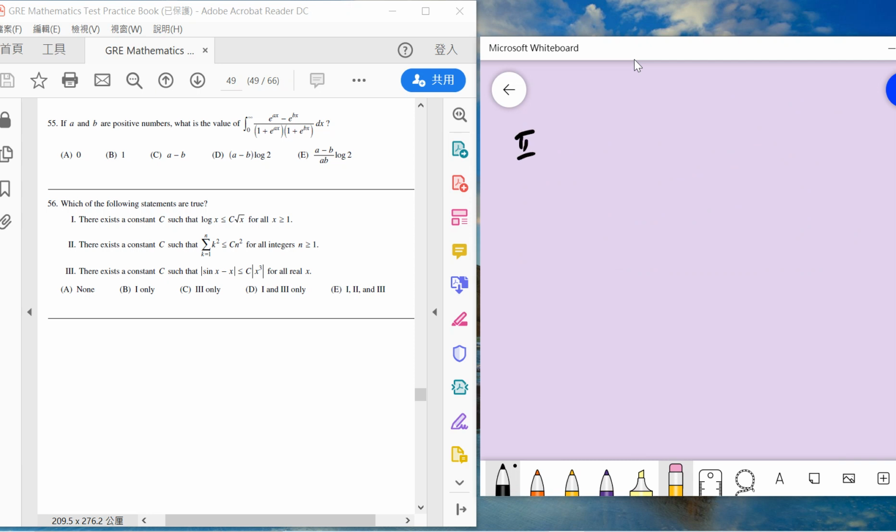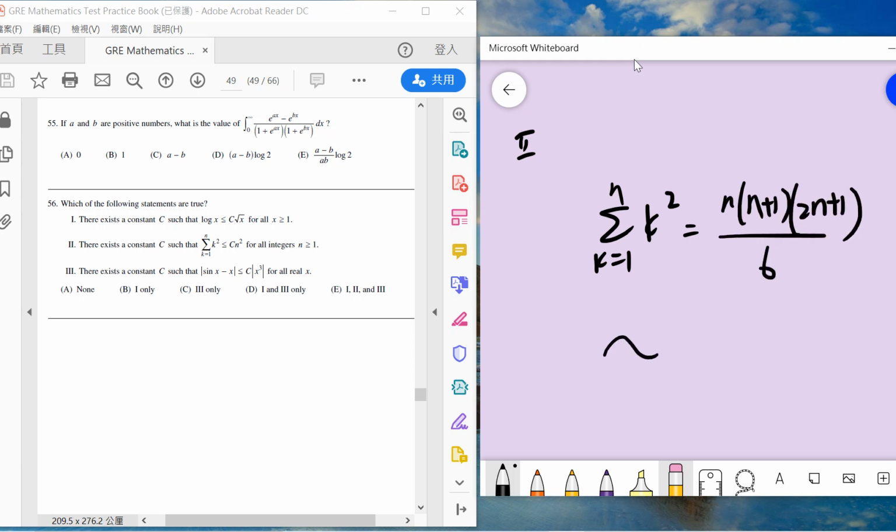The second: the sum of k squared for k from 1 to n, you can show this is basically n(n+1)(2n+1)/6. So this is basically on the order of n cubed, and n cubed definitely cannot be bounded by n squared. So the second is false.